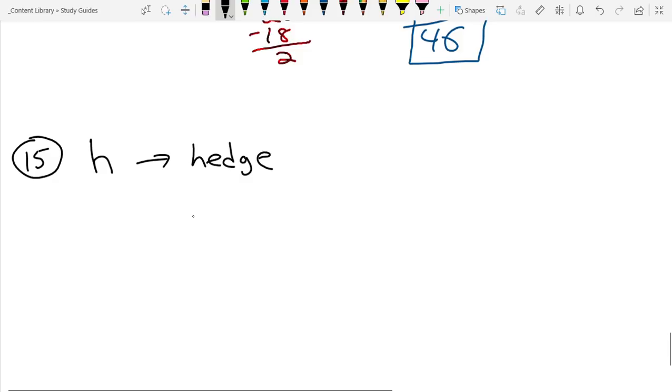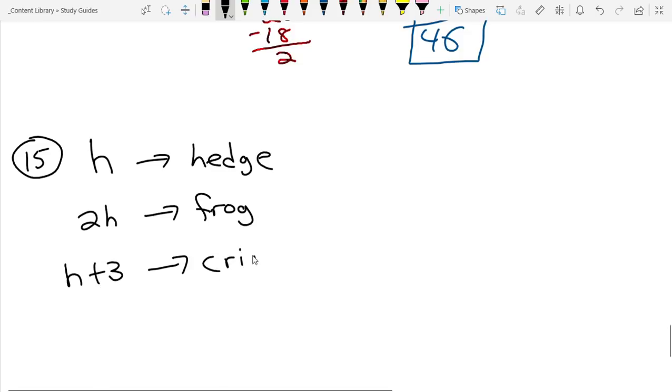It says the frog is twice the hedgehog. So if we knew the hedgehog's age, we would double it. Well, since we don't know it, we just double its variable. So that would be 2H, and that would be the frog. And then the cricket says it's 3 years older than the hedgehog. So if we know the hedgehog's age and add 3 to it, that would give us the cricket. So we've got all of their ages in terms of variables.